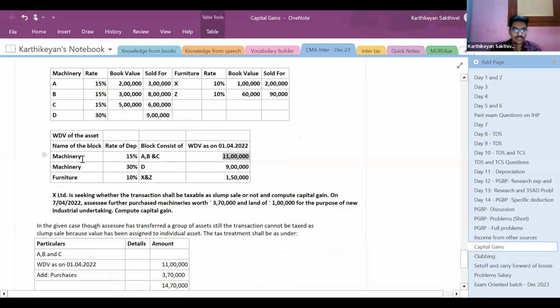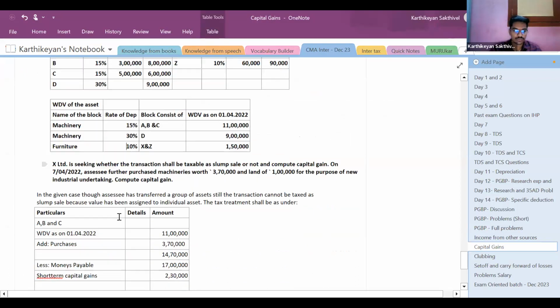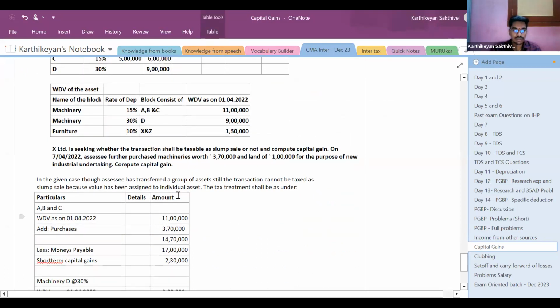So first, we have a total of 3 blocks now. Block number 1 machinery at the rate of 15%, block number 2 machinery at the rate of 30%, and block number 3 is furniture at the rate of 10%. Right. So first, the WDV of the first block, we always take it. So it is 11 lakhs. So this 11 lakhs is coming here.